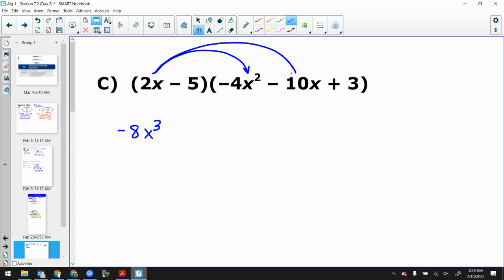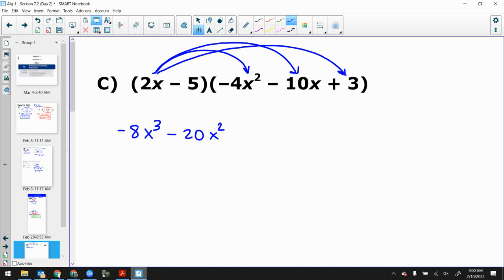2x times negative 10x. Well, 2 times negative 10 is negative 20. X times x is an x squared. Be careful with your powers here, folks. If I had to pick out one mistake that I kept seeing all day yesterday, and checking the homework today, you guys miss out on the powers, especially here, because now we're going to get higher powers.